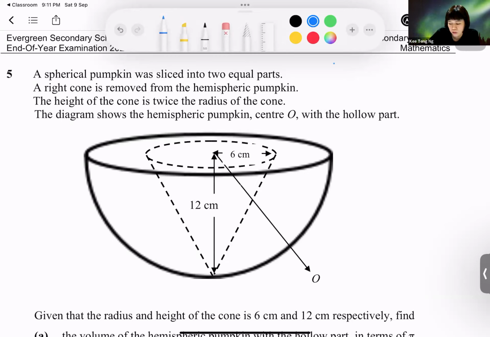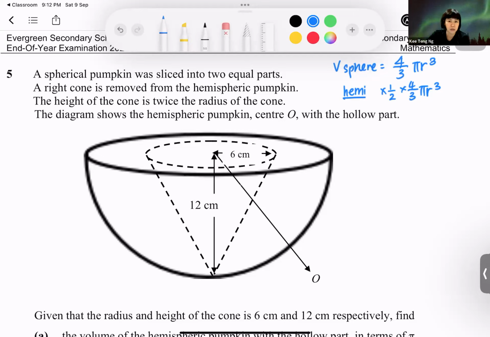The volume of a sphere itself is given by 4/3 pi r cubed. But we want a hemisphere, so remember to multiply by half. You need a half times 4/3 pi r cubed. And maybe they might ask for surface area and other formulas like that. The volume and surface area of a sphere are given in the formula sheet itself, so please refer to the formula sheet.